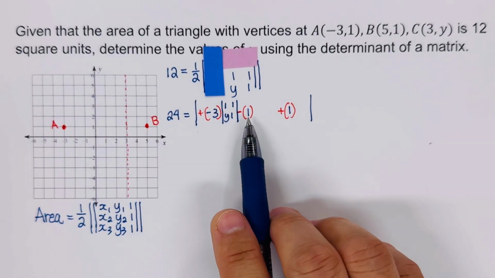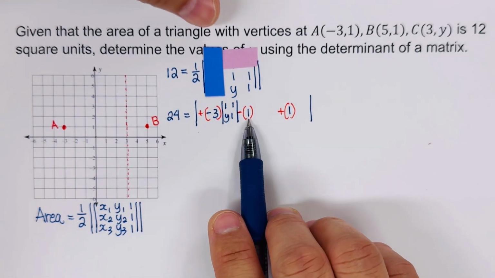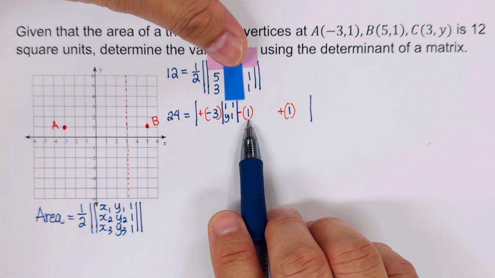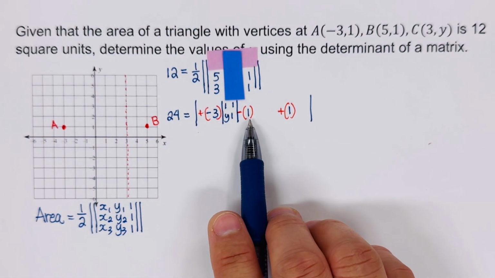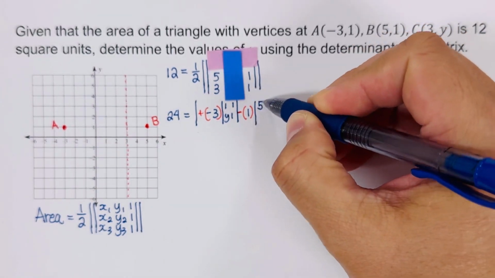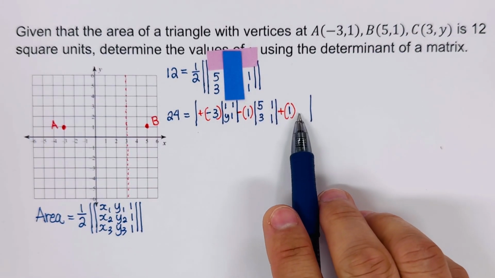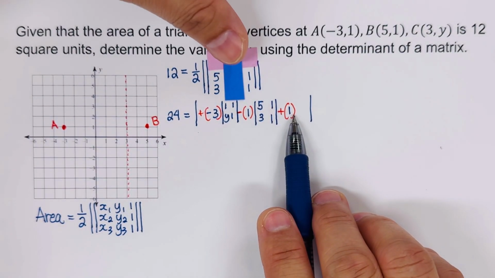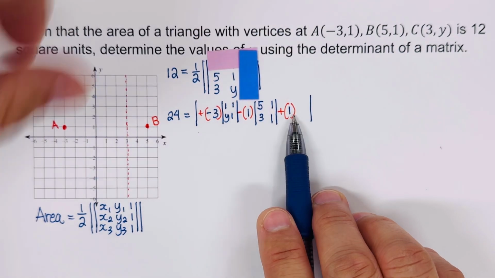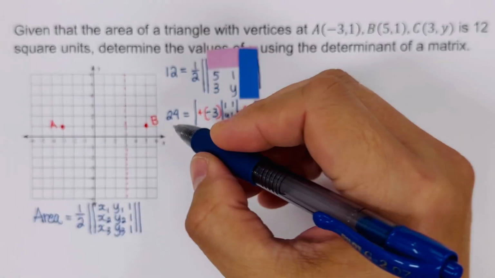And then for the second value that we have right here, we're going to cover the middle, and the left over will be the 2 by 2 matrix that we will multiply to this. And for the third value that we have here, we cover the third column. So we go ahead and simplify this.